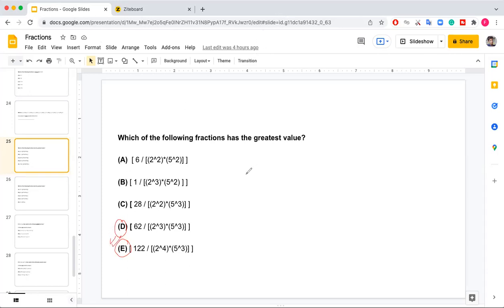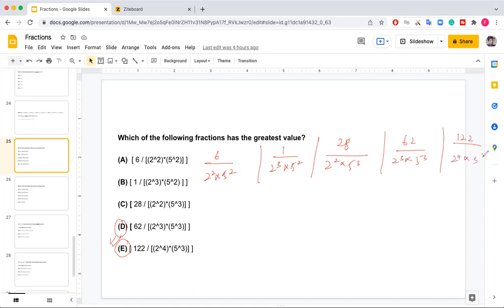Okay, so there are plenty of ways to solve this question. If someone asks me how I will solve this question, as you see, in the denominator we have 2, 5, 2, 5, 2, 5, 2, 5. I will try to make the denominators of all of these equal, right? First of all, we have 6 over 2 square into 5 square. The next one is 1 over 2 cube into 5 square. The next one is 28 over 2 square into 5 cube. The next one is 62 over 2 cube into 5 cube. The next one is 122 over 2 power 4 into 5 cube, right?